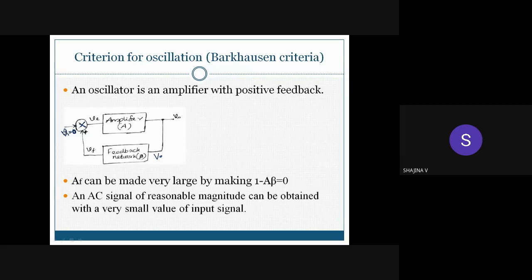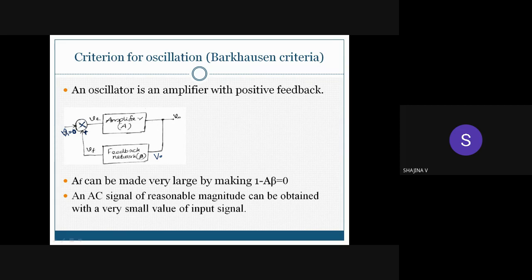In positive feedback, this feedback voltage will be in phase with the input signal. Here there is no input, the input is 0 in this case, but generally we can say the feedback voltage will be in phase with the input signal. That is, it will add with the input. Regenerative feedback, the concept of positive feedback, I hope you remember what was told.